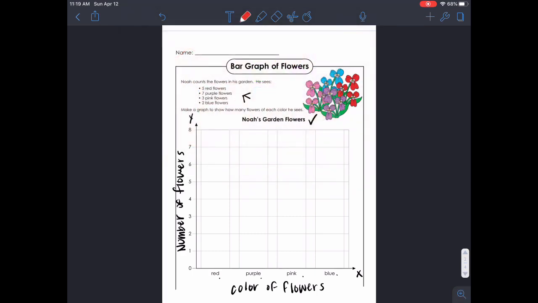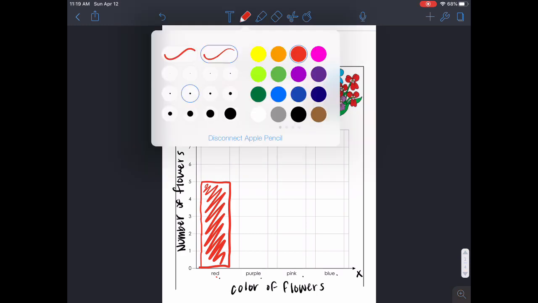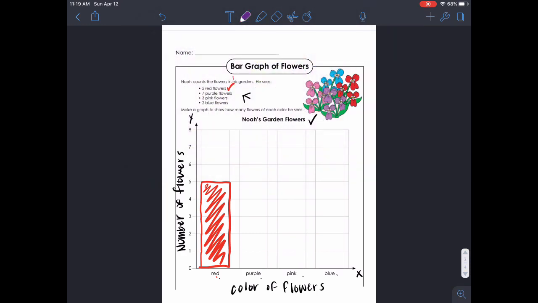So he has 5 red flowers. I'm going to choose red, and I'm going to go to the column right here that says red, and I'm going to count up 5. 1, 2, 3, 4, 5. And then I just shade it in. Check. 7 purple flowers. So I'm going to go to purple, and count up 7. 1, 2, 3, 4, 5, 6, 7. And then same thing, and shade it in.